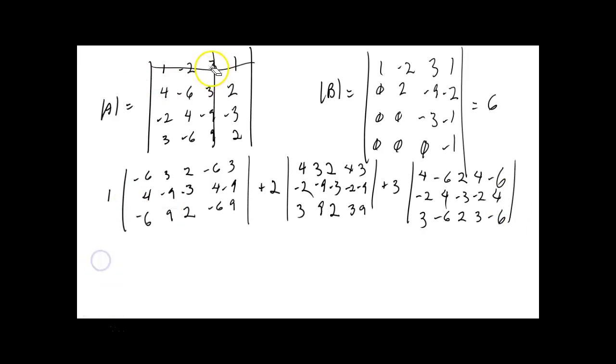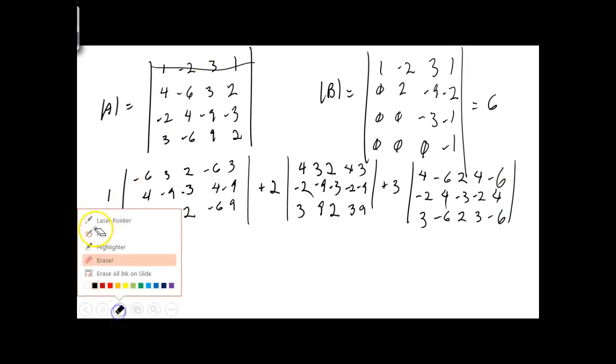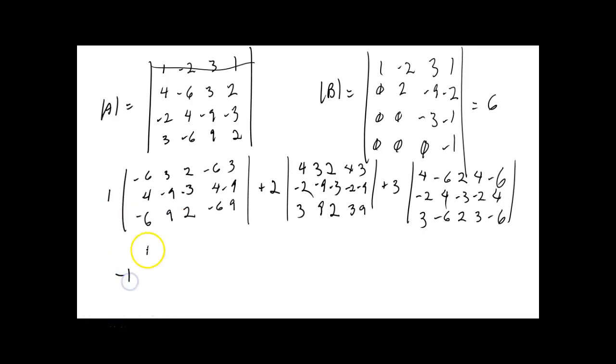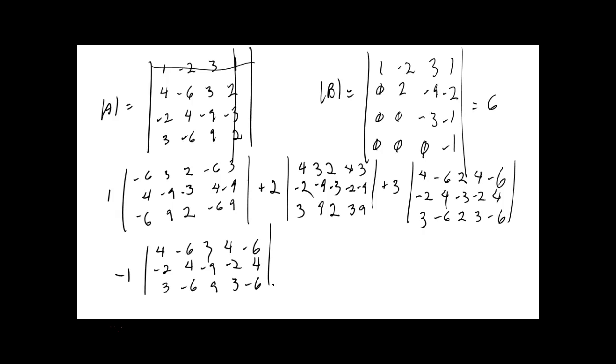And what position is that? It's a negative position, and the number is 1, so that'll be a -1 times, and what's left when we wipe out that row and column? 4, -6, 3, 4, -6, okay, -2, 4, -9, -2 and 4, 3, -6, 9, 3 and -6. Okay. Yep. Okay. That's going to do it.